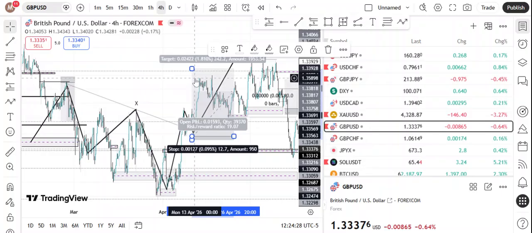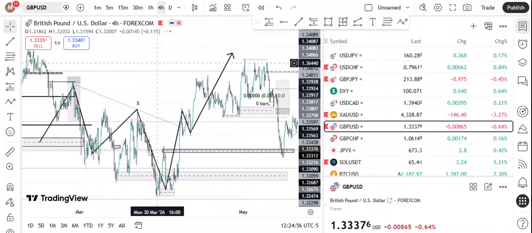whoa, almost 180 pips. Yep, almost 180 pips. That's quite amazing. As you can see here, almost 180 pips. Your TP is here, and you've already netted at another TP right here.